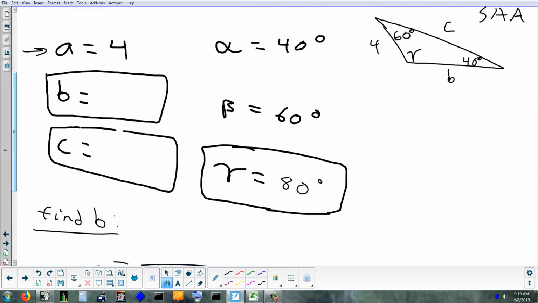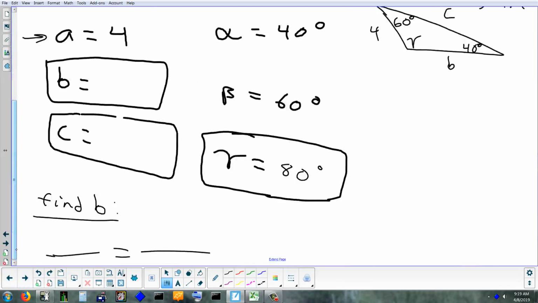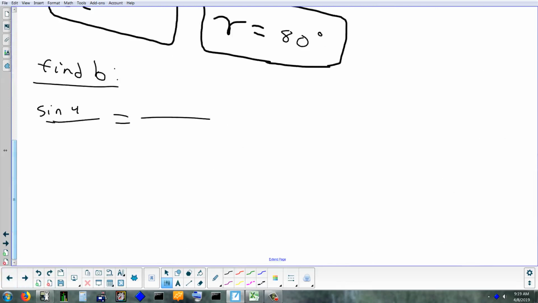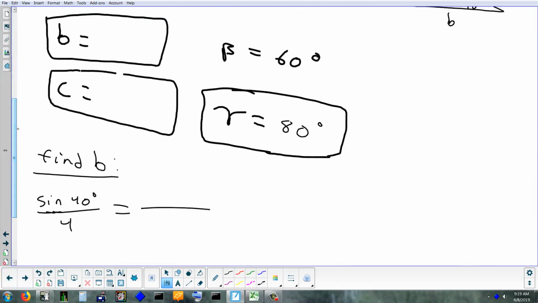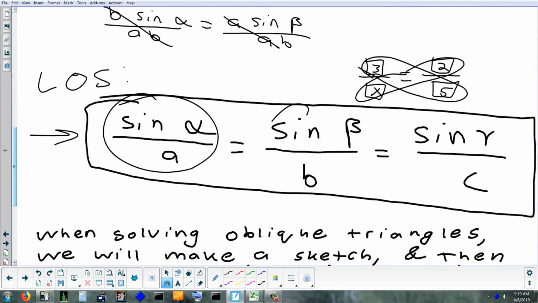Not only was it given, which is good, there's no letters in it. Alpha is 40, A is 4. Plug those 2 numbers in right there. Alpha is 40, A is 4. Okay, let's do that. Sine 40 over 4. In fact, that sine 40 over 4, you're going to set it up like that to find B. You're going to set it up again like that to find C. Okay. Now on the other side, look at what we're trying to find, B. So now, you're going to use row B. So now you're going to fill in whatever you can into that fraction on the right.